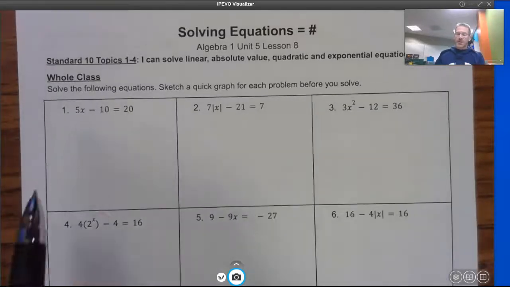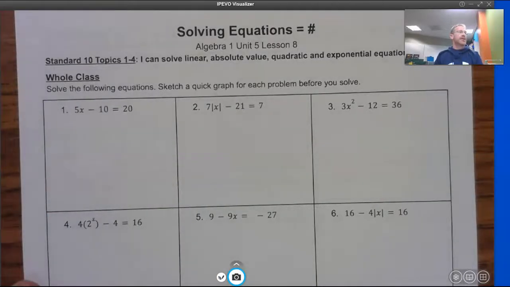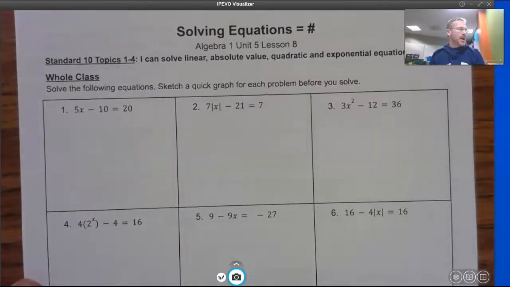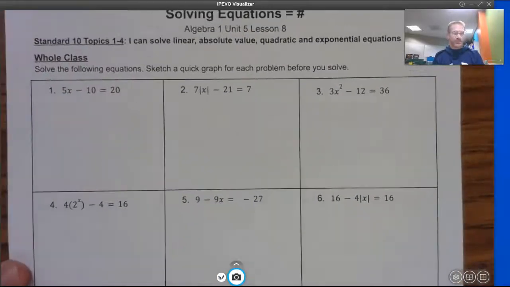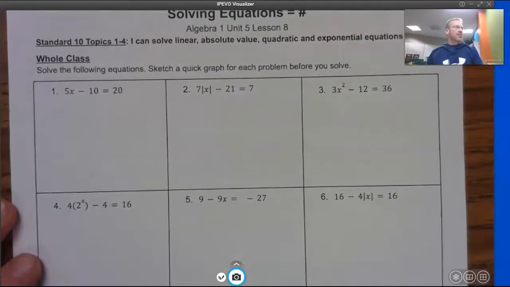Once again, you can see that we're right in the middle of standard 10 again. I can solve linear, absolute value, quadratic, and exponential equations. Now looking at our problems here, the big difference is that everything we did in the last lesson was equal to 0. If it's not equal to 0, we want to get it equal to 0, and that's really the biggest change for today's work.